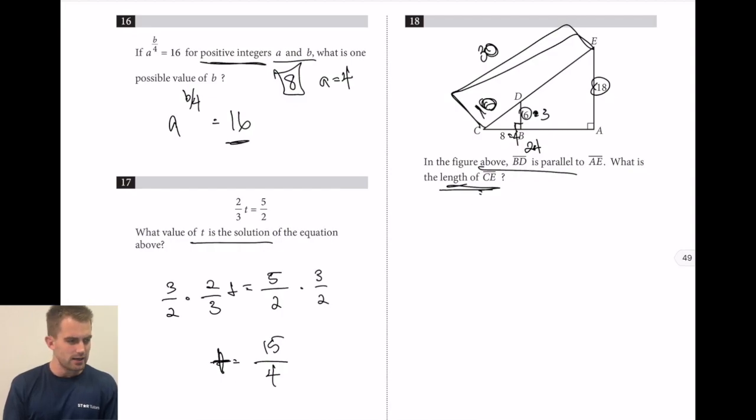16 is 8. I said it was 8, but there were multiple answers to this one. But it just looked for one. What is one possible value? So 8 was one of the answers. Number 17 was 15/4. That's right. Number 18 was 30. That one was right.